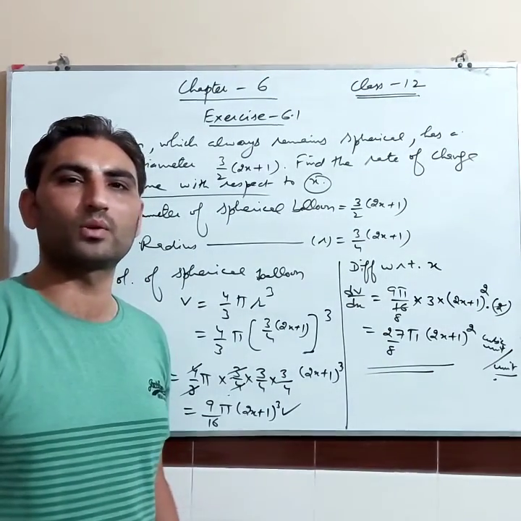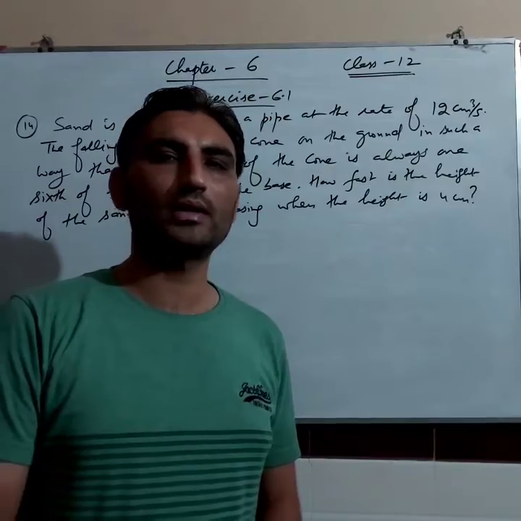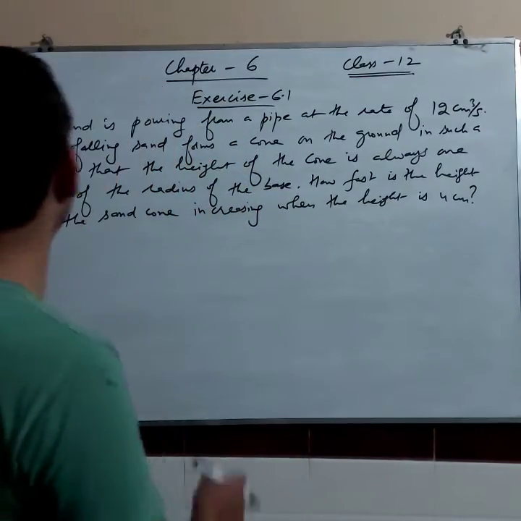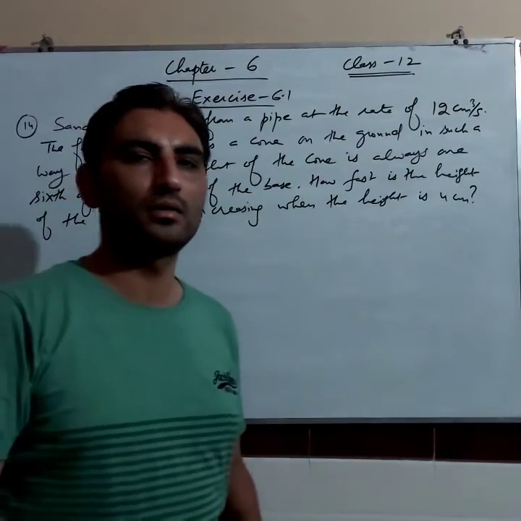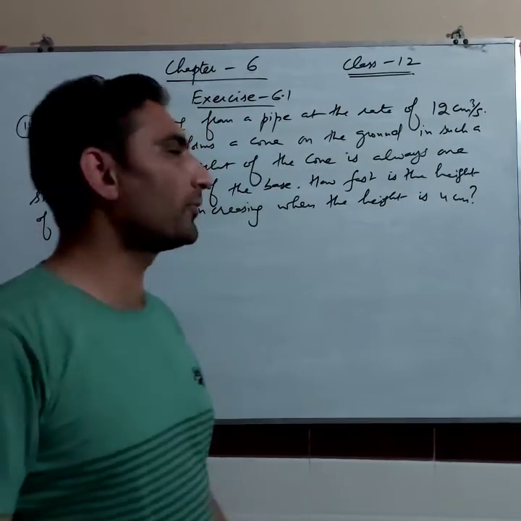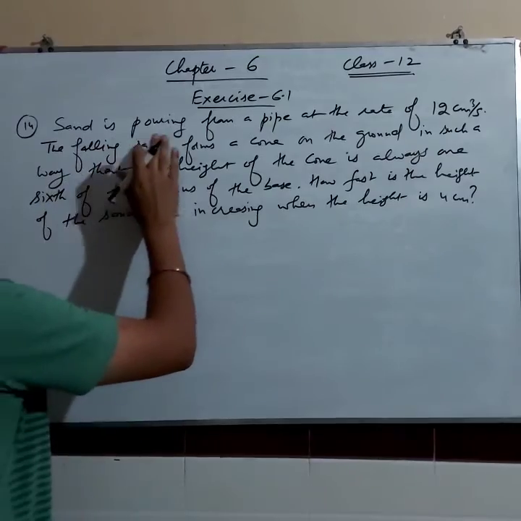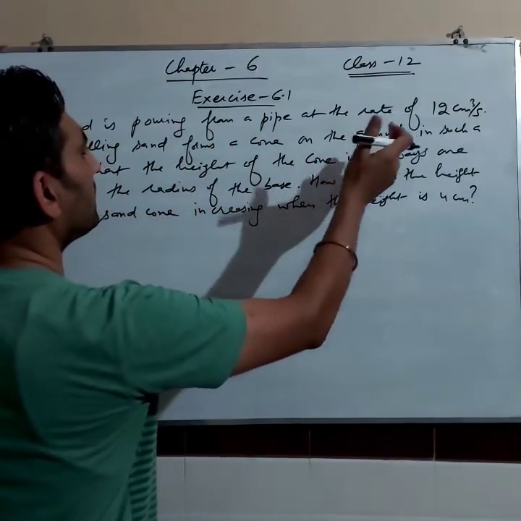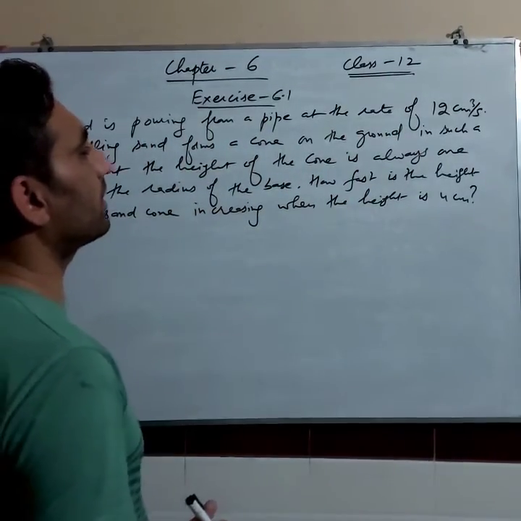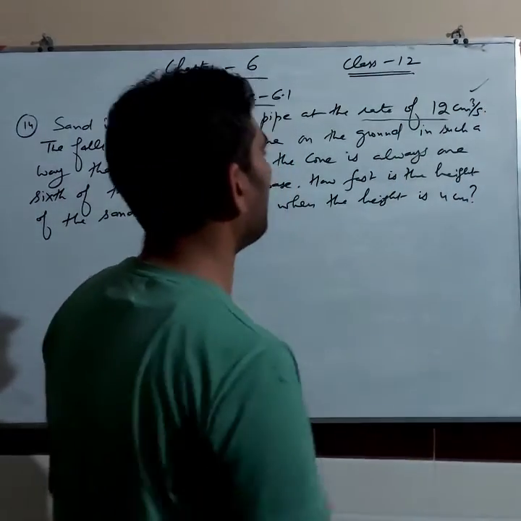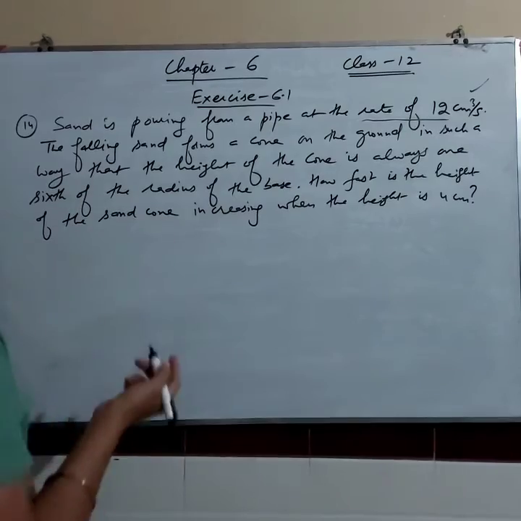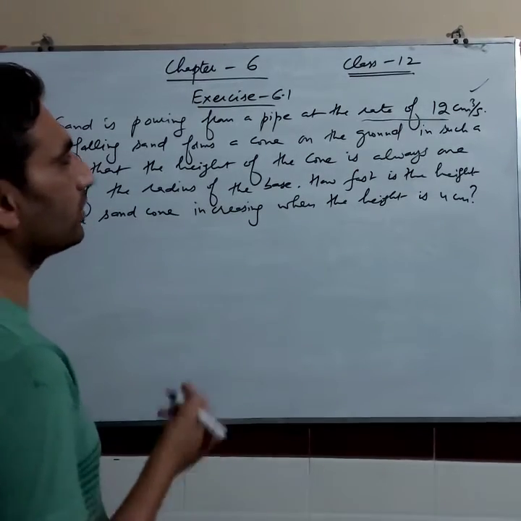See next what is given in question number 14. Students, our question number 14 is sand. In question number 14 we have sand pouring from a pipe at the rate of 12 centimeter cube per second. What is the meaning of this? Centimeter cube means volume, per second means we have rate of change of volume with respect to time.